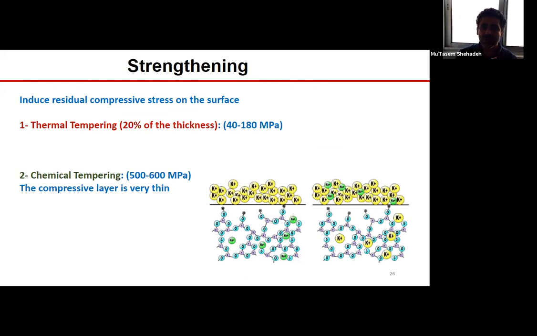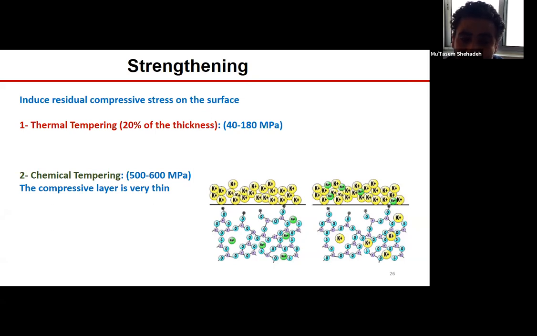The last thing that I would like to talk about here is the strengthening of glass. And as we mentioned, strengthening of glass means that we have to introduce some compressive stress on the outer surface of the samples. And this can be done using the thermal tempering process. And in this case, the residual compressive stress that's developed on the surface can range between 40 to 180 megapascal. That's a very large level of stress. And the level will depend on the cooling rate during the tempering process.